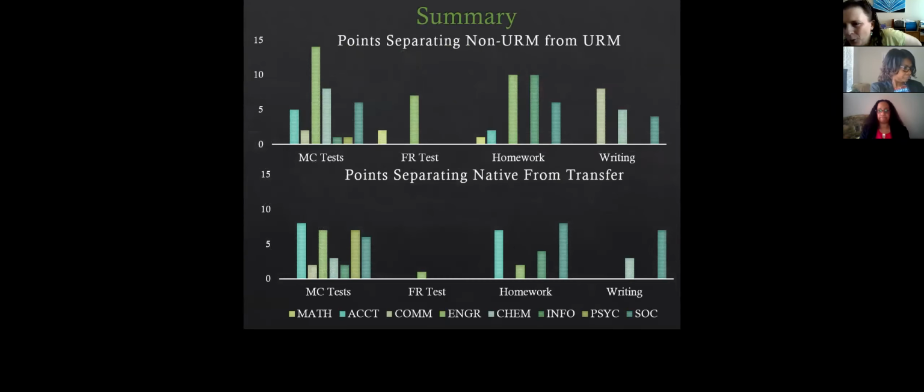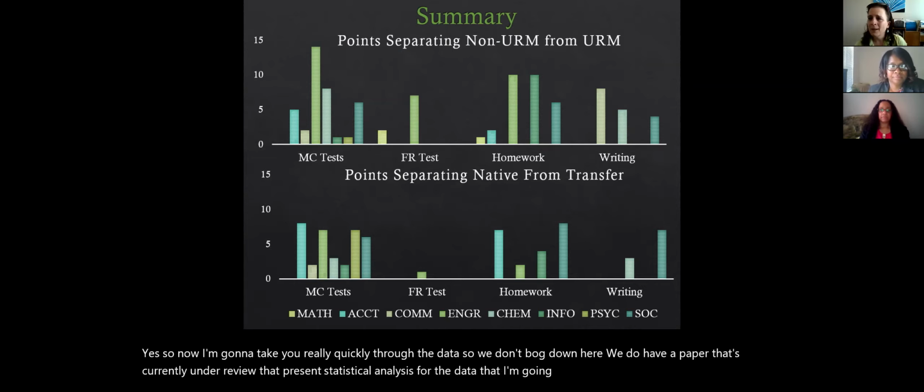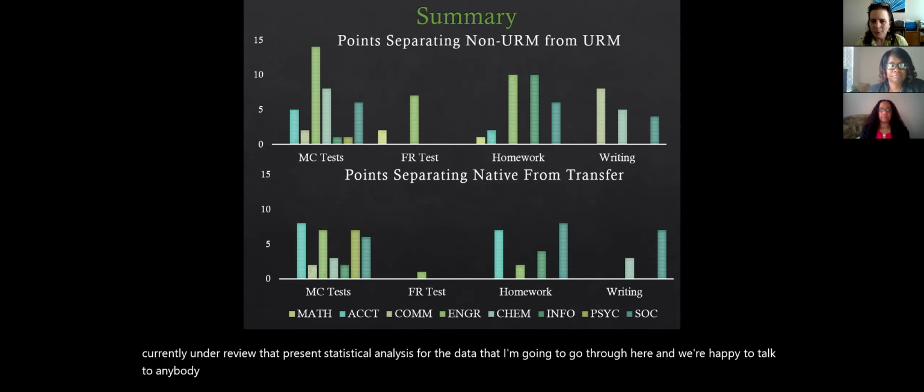Yes. So now I'm going to take you really quickly through the data so we don't bog down here. We do have a paper that's currently under review that presents statistical analyses for the data that I'm going to go through here. And we're happy to talk to anybody who's interested in more detail about it.